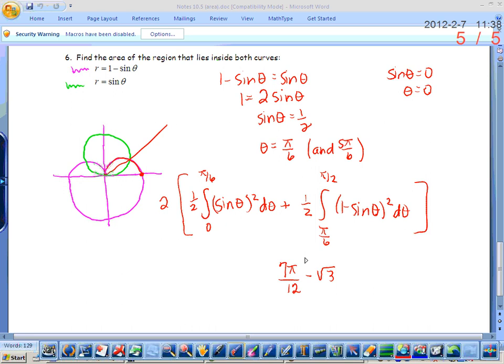Just to help you visualize a different way of doing this, if I wanted to go through the whole part of that, then I could have gone from 0 to pi over 6 of the green graph, obviously squared, because that's the formula. And then for the purple graph, I would have gone from pi over 6 to pi over 2, but I would have kept going all the way until I get the second point of intersection, which is 5 pi over 6.